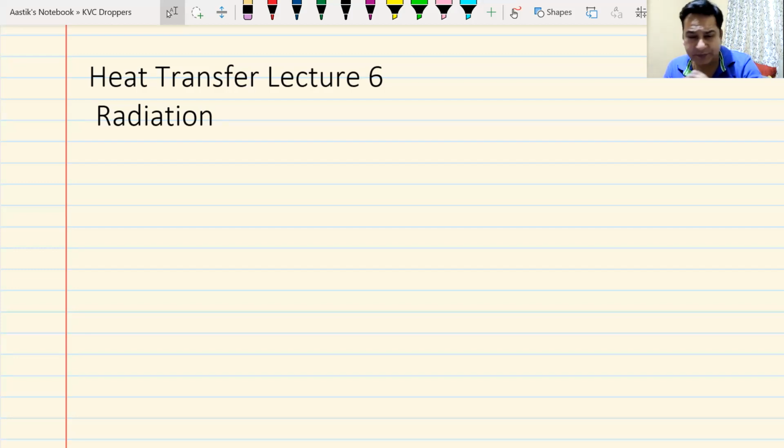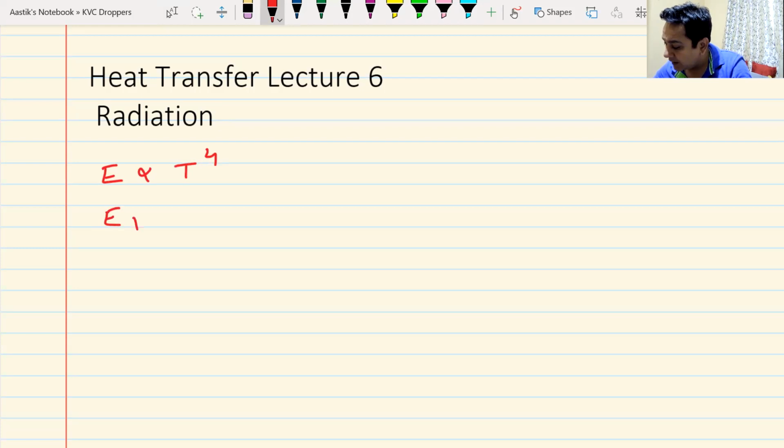We had seen that if we increase the temperature of a body, the energy it emits increases. The total emissive power is proportional to T raised to the power 4, whereas the spectral emissive power is proportional to T raised to the power 5. Yes or no? Do we remember this?